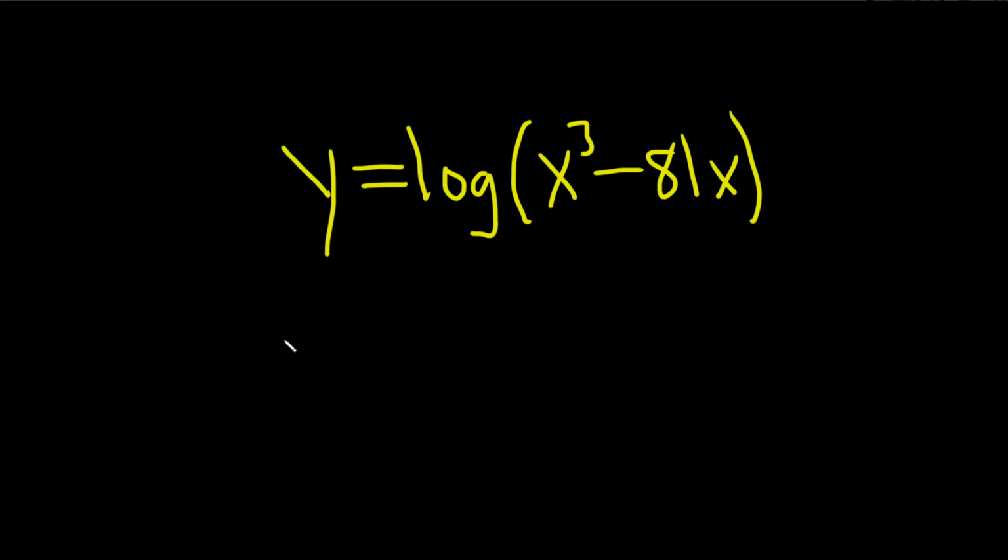Hi everyone, in this video we're going to find the domain of the log of x cubed minus 81x. So first note that if it was just the log of x, the domain would be all the positive numbers. So x here would have to be greater than 0. Okay, so here it's the log of all of this stuff. So this whole expression here has to be greater than 0.